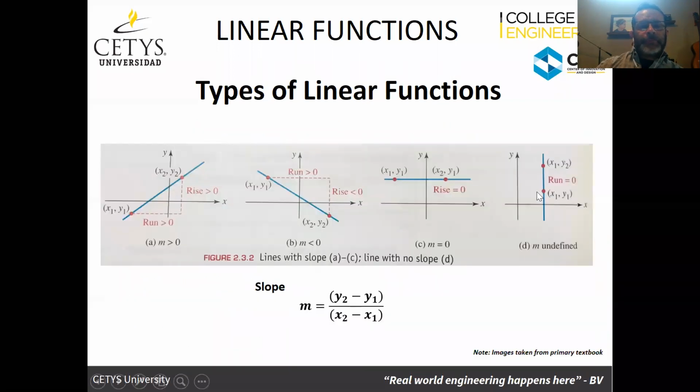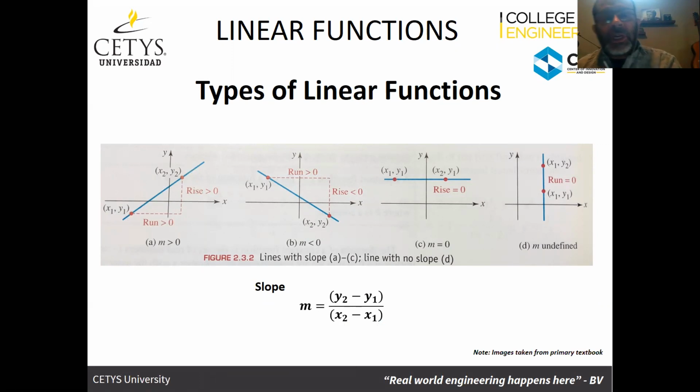Okay, and these are examples of linear functions, and examples of slopes. And for the slope, given a linear function and placing any 2 points in the linear function, let's call them x1, y1 and x2, y2, the slope is going to be the relationship between the difference in y and the difference in x, which is the rise and the run. So if we want to calculate the slope, it's going to be y2 minus y1 divided by x2 minus x1.